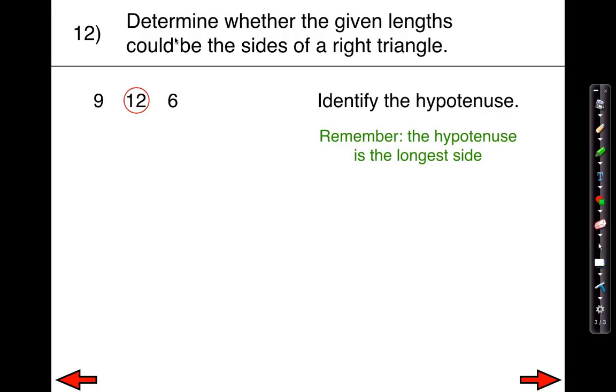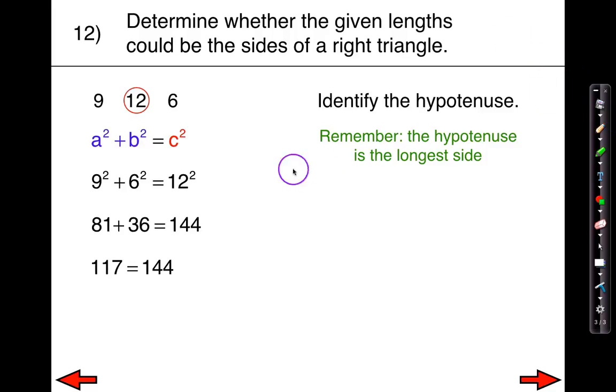So I'm going to plug it into my formula of a squared plus b squared equals c squared, which means 9 and 6 are the legs. I'm going to have 9 squared plus 6 squared equals 12 squared. Is this true? Well, let's see. We have 81 plus 36 equals 144. If I add those numbers together, I'm going to get 117 equals 144. This one is false. It does not work.